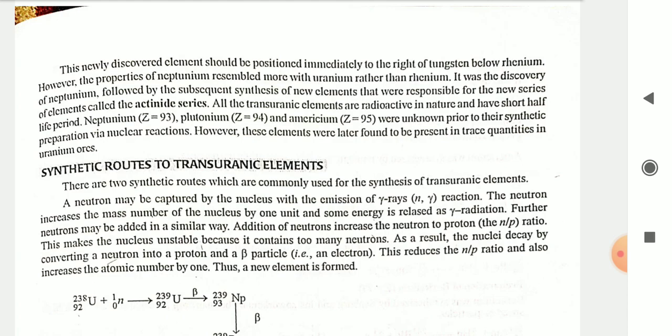All the transuranic elements are radioactive in nature and have short life periods. Neptunium (Z = 93), plutonium (Z = 94), and americium (Z = 95) were unknown prior to their synthetic preparation by nuclear reactions. However, these elements were later found to be present in trace quantities in uranium ore.